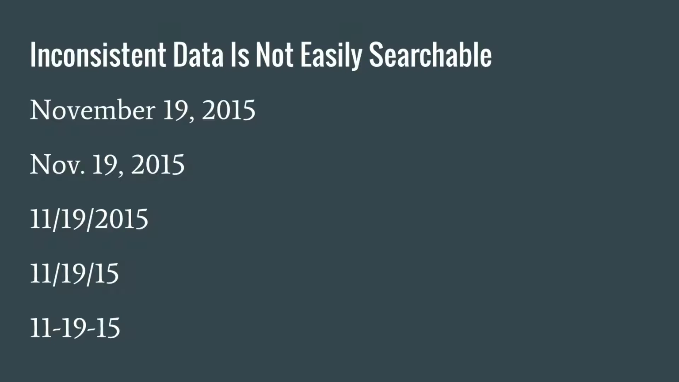Another problem with free text is inconsistent data. For example, if we are storing information about an event, someone can enter November 19, 2015. Someone can use the abbreviation for the month. Someone cannot use letters at all. They can use numbers. One can use dashes instead of slashes. One can use, for the year, 4 digits or 2.